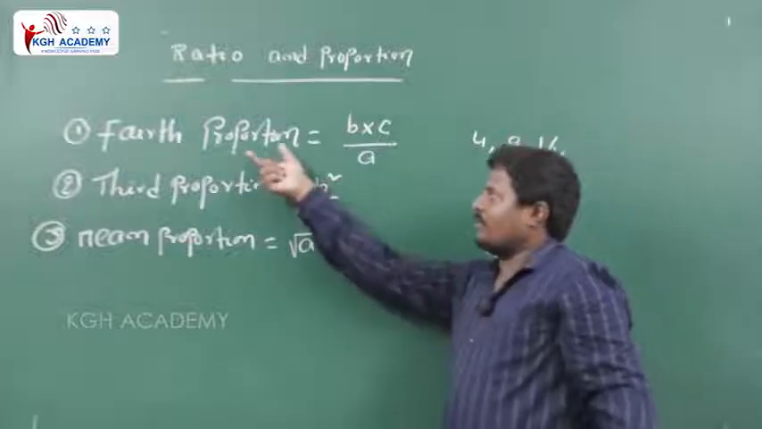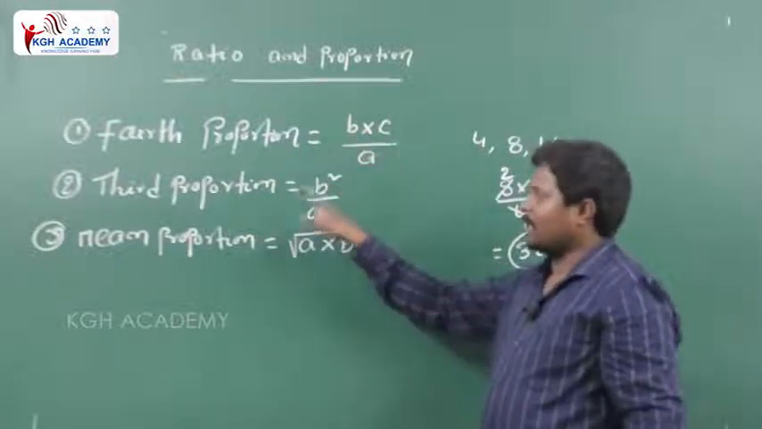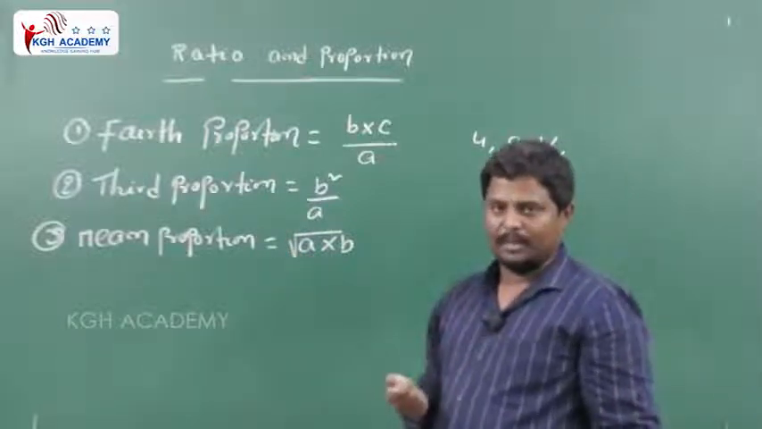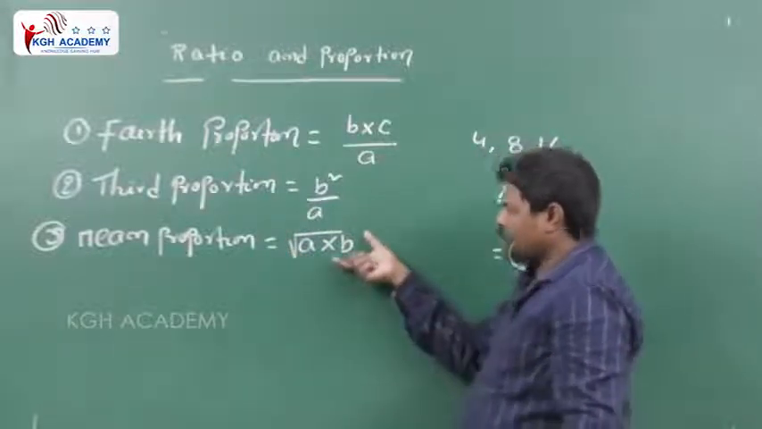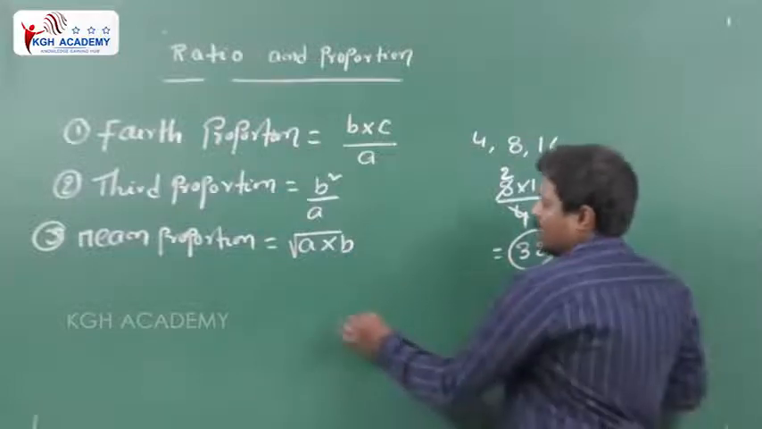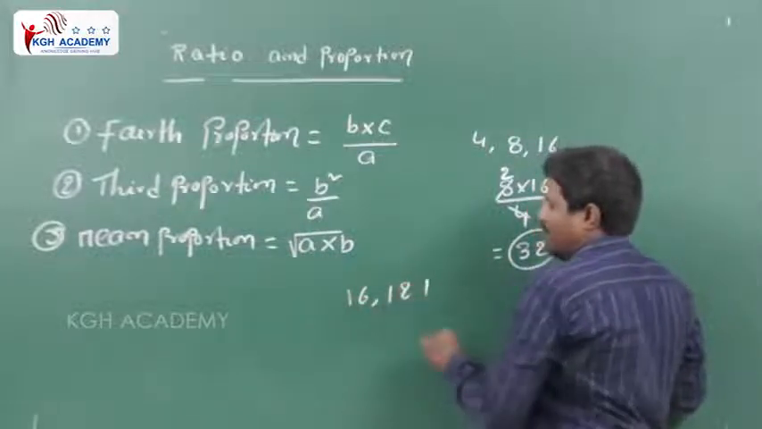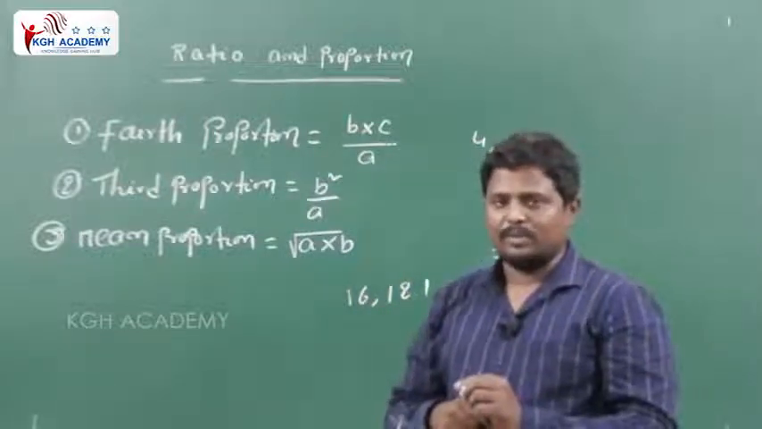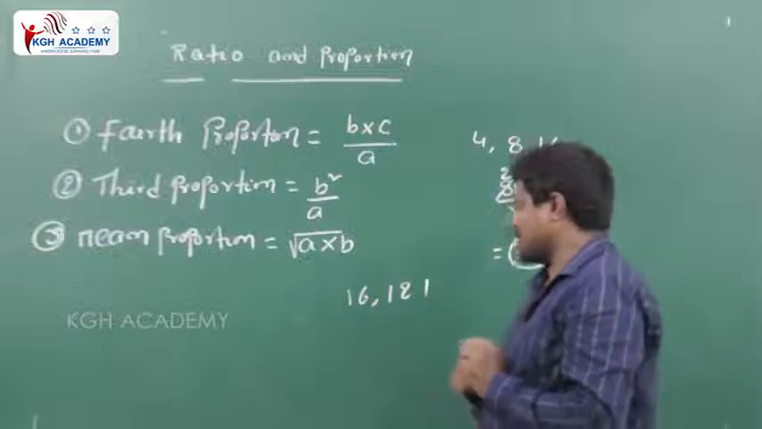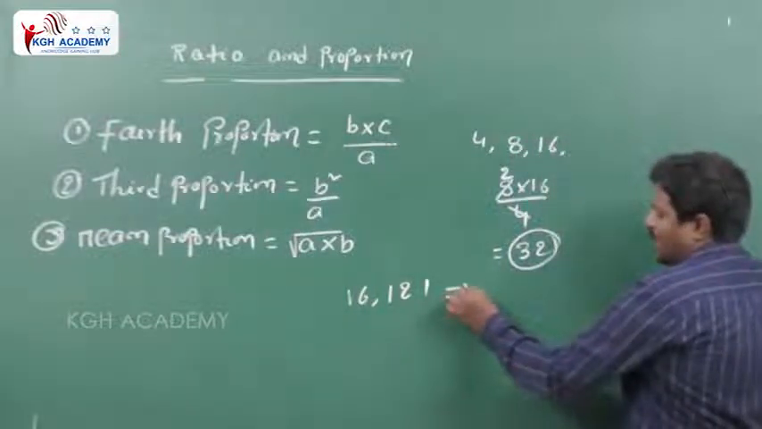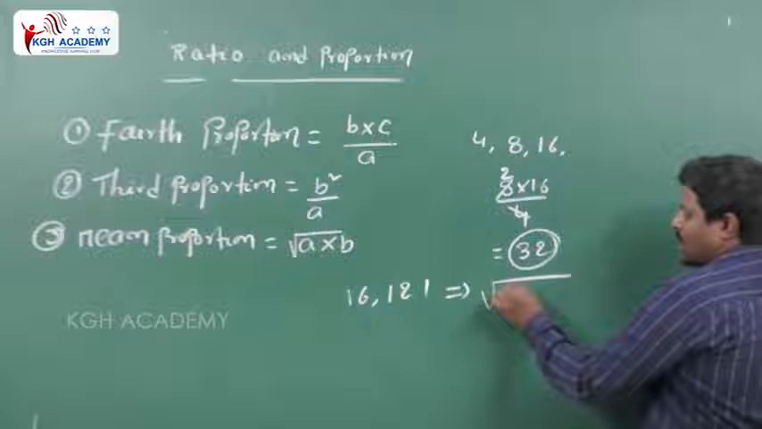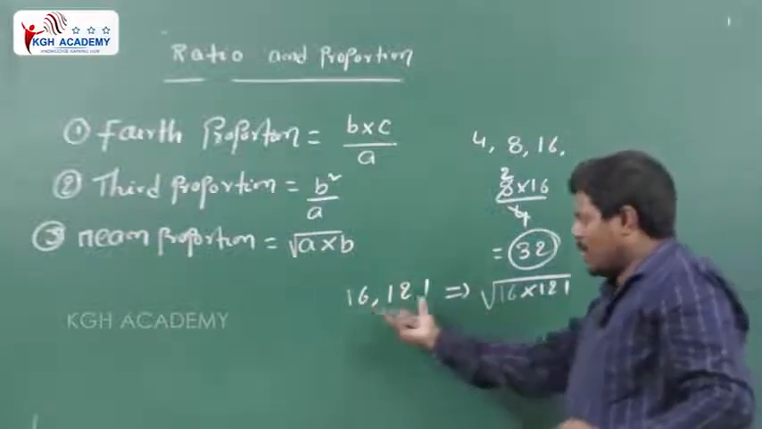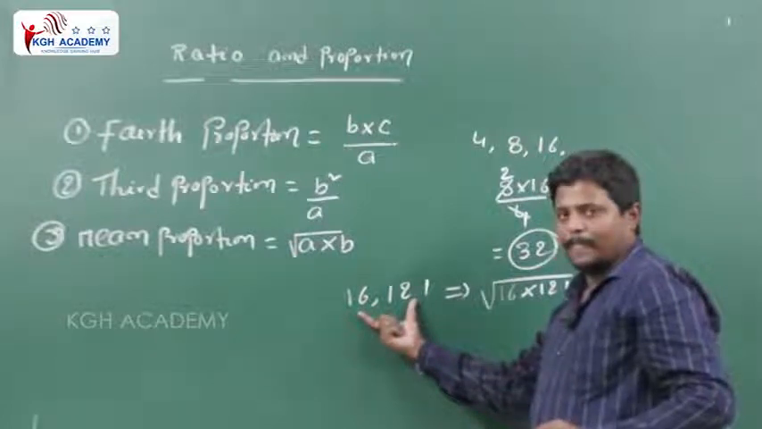Okay, this is the formula. Fourth proportion equals B into C by A. Third proportion equals B square by A. And mean proportion equals under root of A into B. Okay, for this formula we have to take one example, right? For example, 16, 121. What is the mean proportion of 16, 121? Let us suppose. We need to take under root of 16 into 121. Just simple.